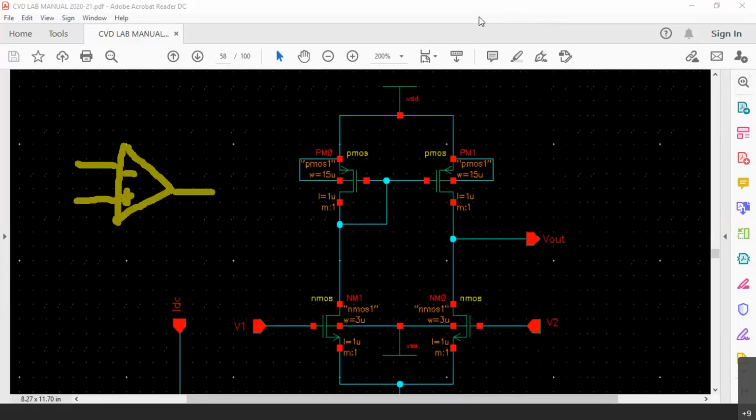Are people listening to me? There are 8 students in the class. Are they listening to me? Kuldeep says yes, sir. Then answer my question. Out of V1 and V2, which one is the inverting input, which one is the non-inverting input? Even if you are wrong, no problem. I will correct it later on.